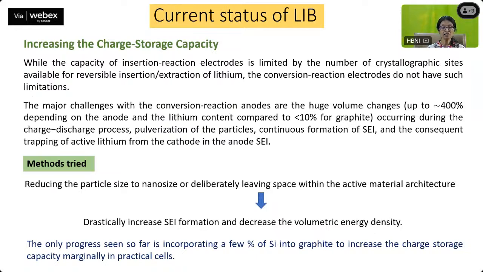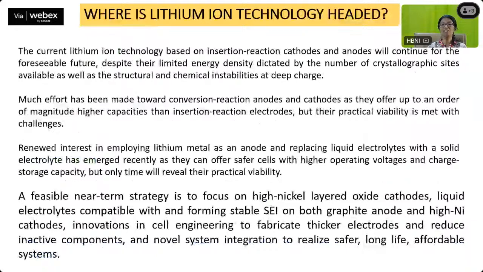You can reduce the particle size to nano size or deliberately leave space within the active material architecture. But the problem is that this is going to drastically increase the SEI formation and decrease the volumetric energy density. So the only progress seen so far is incorporating a little percentage of silicon into graphite to increase the charge storage capacity marginally in the practical cells. So you can use a little bit of silicon doping in this kind of graphite anodes.